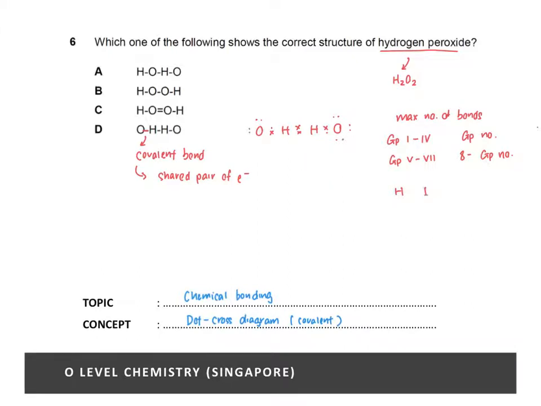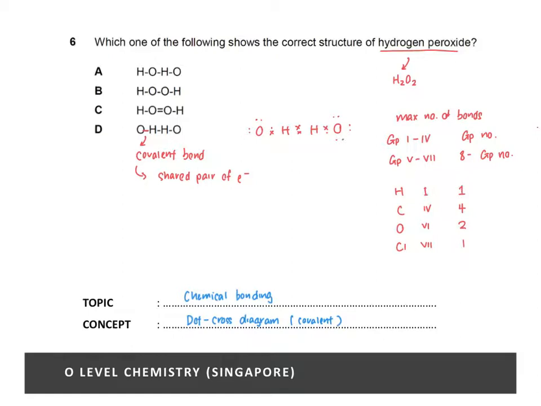So for example, hydrogen is in group 1. So the maximum number of bonds that it can form is 1. Carbon is in group 4. So the maximum number of bonds that it can form is 4. Oxygen is in group 6. So the maximum number of bonds that it can form would be 8 minus 6, which is 2. Chlorine is in group 7. So the maximum number of bonds that it can form is 8 minus 7, which is 1.